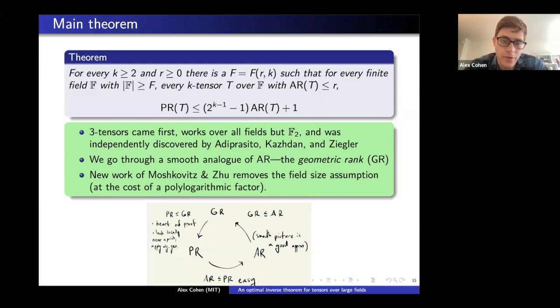So 3 tensors came first. And in this case, it works over all fields due to a result of Derksen, who I think is here, which kind of makes the field size question irrelevant. And this was independently done by Adiprasito, Kazhdan, and Ziegler as well for 3 tensors. We go through a smooth analog of the analytic rank called the geometric rank, which I'm going to talk about in the next section. And there's also been some very exciting, very recent work by Moshkovitz and Zhu, which removes the large field size assumption at the cost of a polylogarithmic factor. And yeah, I haven't really read that paper yet, but it looks very cool.